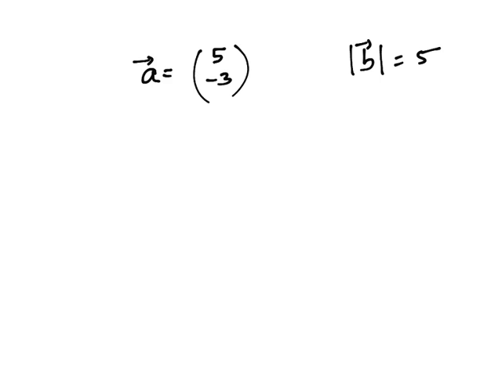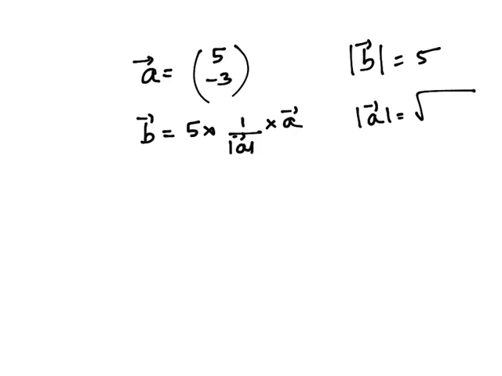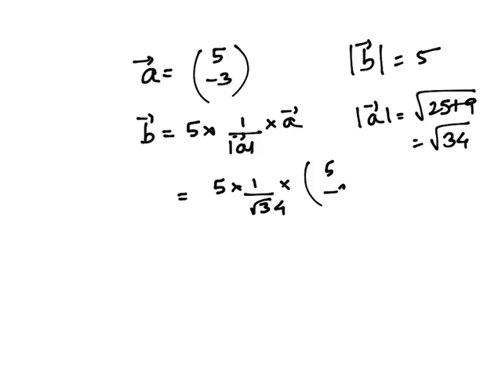Again, very simple. The formula is B vector is 5 times the unit vector along A. That means 1 by magnitude of A into A vector, right? That is how you find it. So the magnitude of A vector is square root of 25 plus 1 plus 9, so square root of 35. So the answer, the required vector, is 5 times 1 by root 35 times (5, 1, -3).